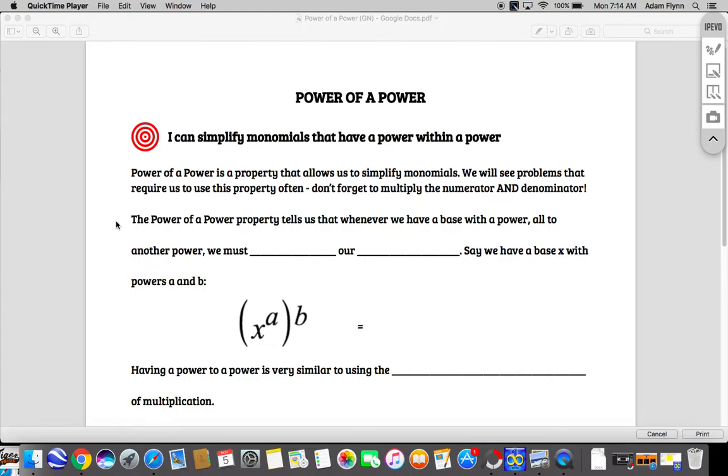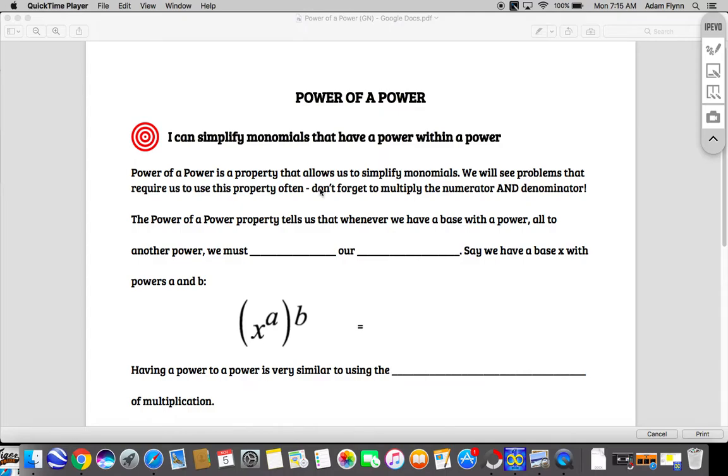This is the guided note video for power of a power. So the learning target is I can simplify monomials that have a power within a power. Power of a power is a property that allows us to simplify monomials. We will see problems that require us to use this property often.